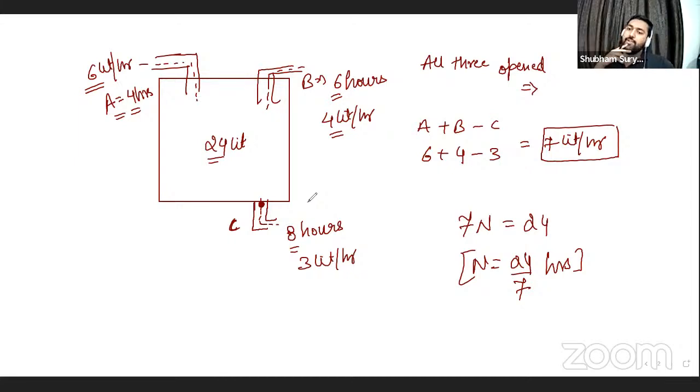So एक ही complication था यहाँ पे क्या कि C जो आ रहा है वो filling में contribute ना करके empty करने में contribute कर रहा है ना? C is contributing towards emptying the tank. Okay. So that's how you can solve the questions of pipes and cisterns.